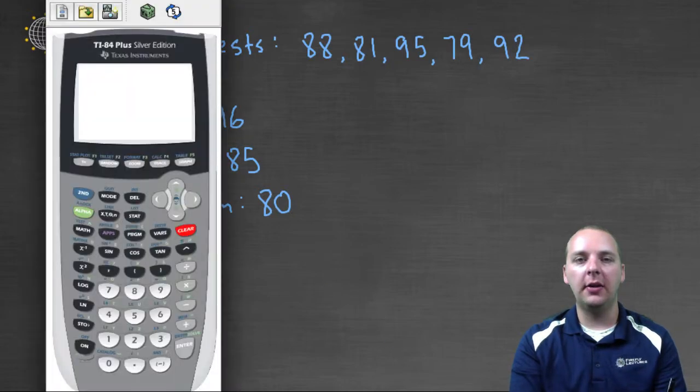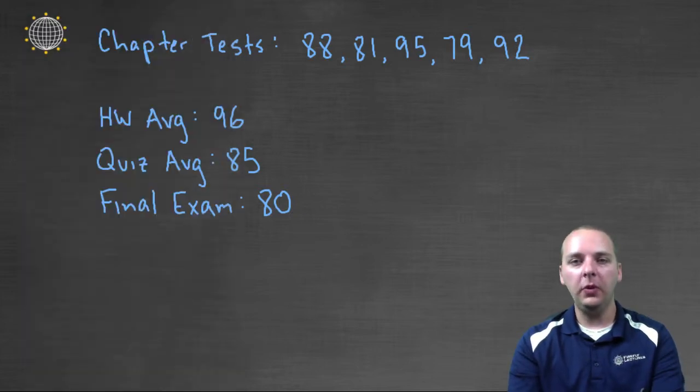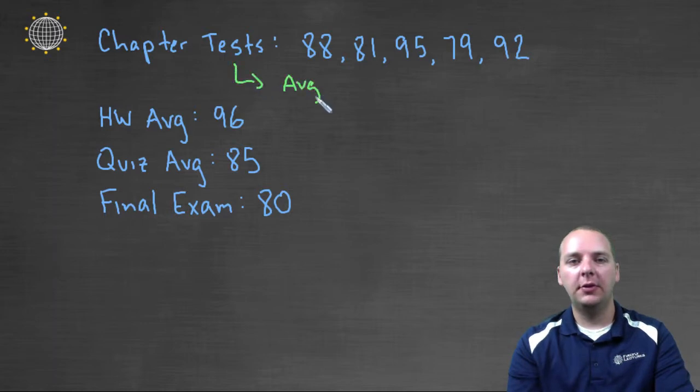So we'll take our calculator, and I'm assuming we already know how to do a basic average. So we'll add these scores up: 88 plus 81 plus 95 plus 79 plus 92. We'll add those up and divide by 5 because he took 5 test grades. So his average is an 87. Okay, so this average, chapter test average, is an 87.